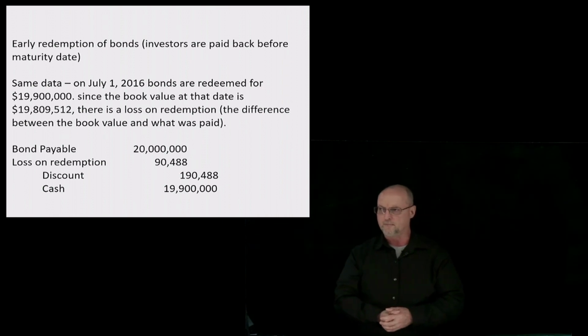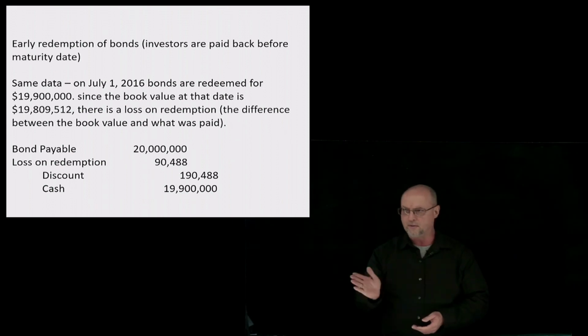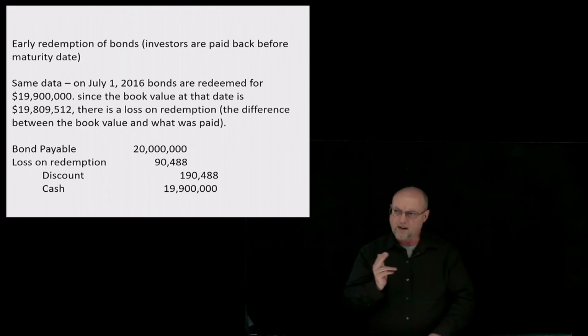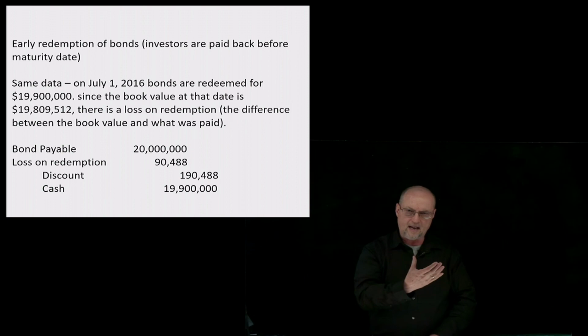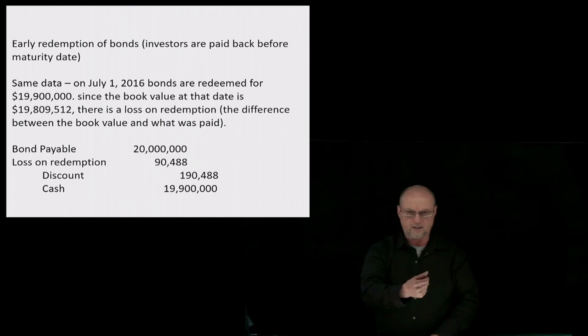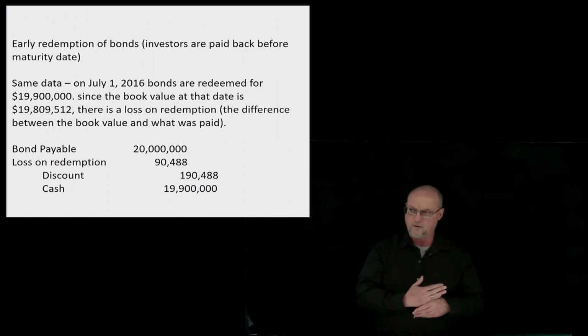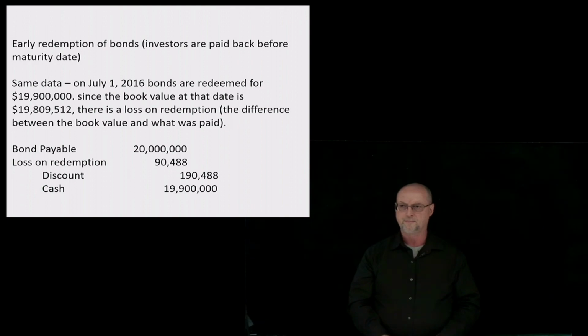So look at the journal entry. We paid back the bonds, so I'm going to debit bonds payable for $20 million. That clears them out. I'm going to credit the discount for the remaining balance, and on July 1st of 16, if you look at the amortization schedule, the unamortized discount is $194,880. I'm cutting a check for $19,900,000, and then the loss on redemption, which will go on the income statement, is for the difference between the book value and the amount we paid when we redeemed the bonds. And there you have it.